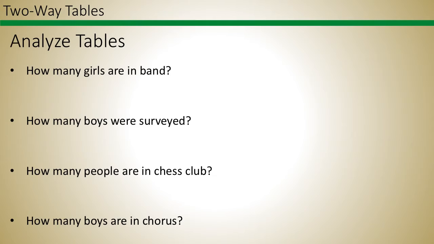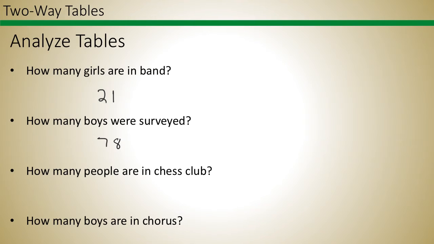Okay, so if we look at the band column and we look at the females where they overlap, there are 21 girls who are in the band. We can see that in the table. Next question, how many boys were surveyed? That's going to be the total of all of the boys, and that is 78, okay?